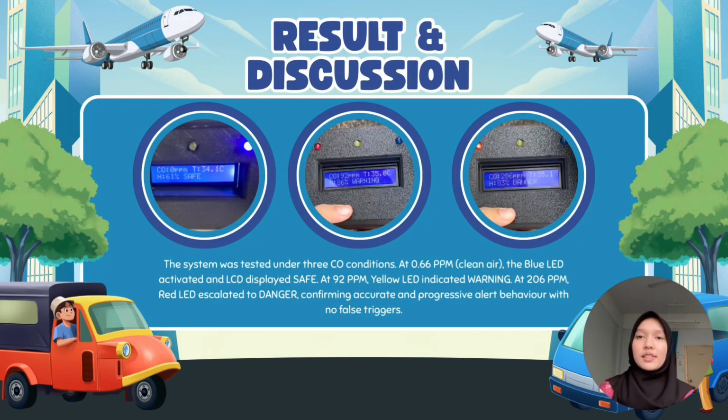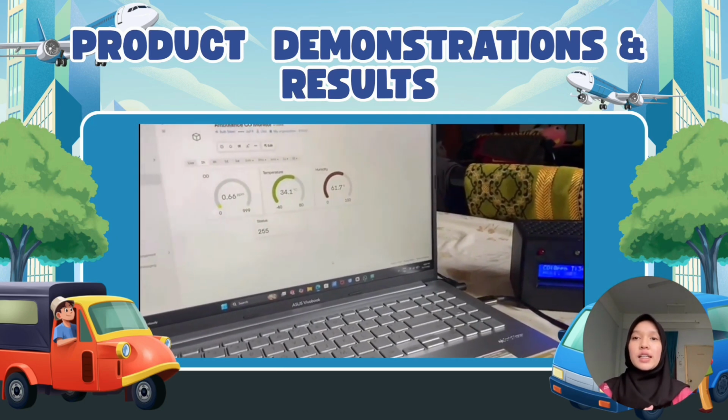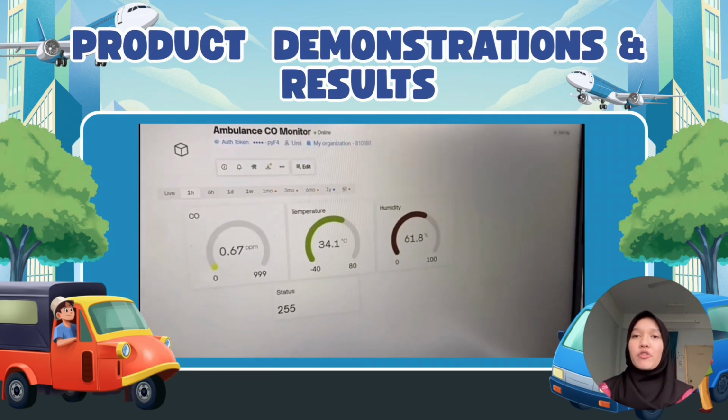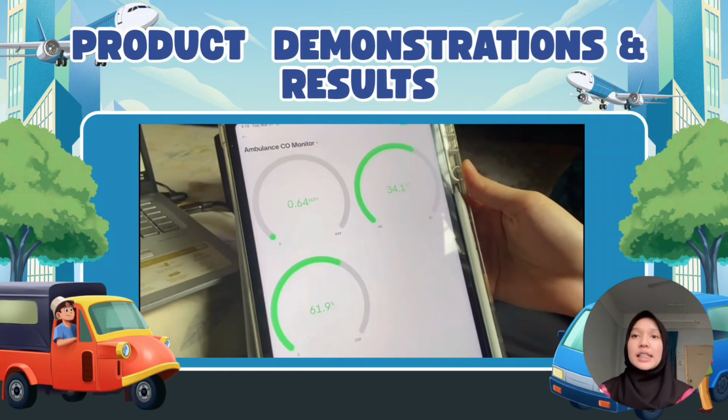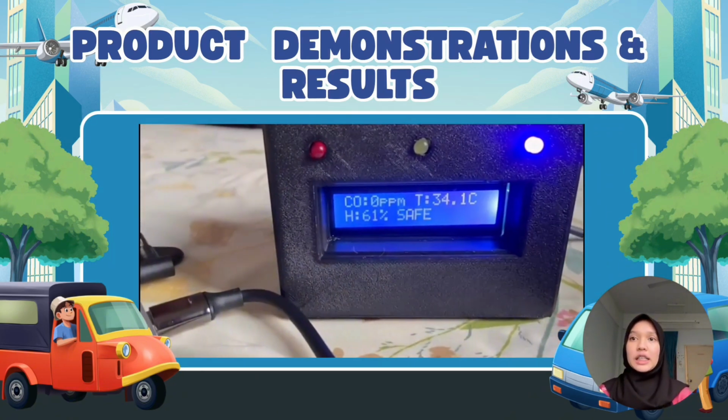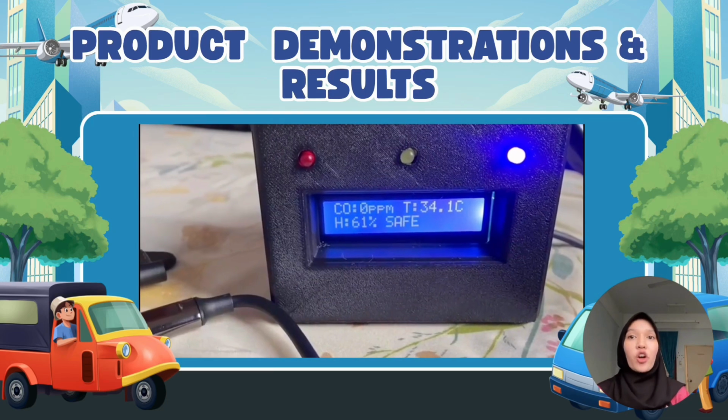The system was tested under 3 carbon monoxide exposure conditions. For our first demonstration, the system was tested indoors under normal conditions, registering 0.66 ppm, 34.1 degrees Celsius and 61.7% humidity. So the blue LED illuminated, confirming a safe environment.